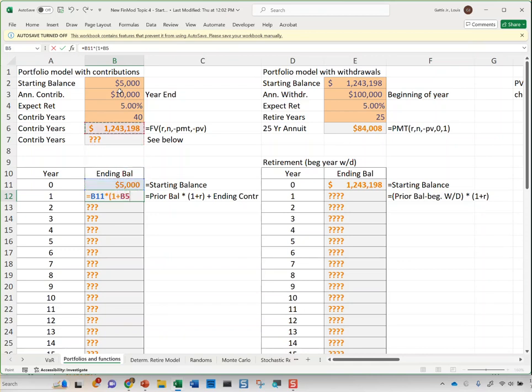5%. I'll anchor the 5%. And then I'm going to have a year-end contribution. So I'm going to add $10,000. So let's look at this formula. Portfolio roll forward in period 1 is the prior balance times 1 plus the mean plus a year-end contribution.